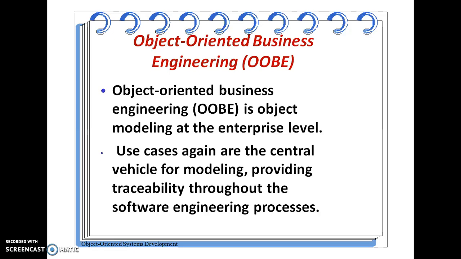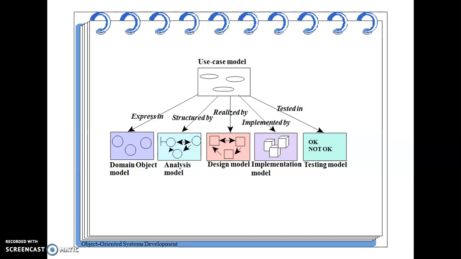The second methodology is what? Object oriented business engineering, because Jacobson mainly consists of OOBE and OOSE. Now we have to see object oriented business engineering. It is nothing but object modeling at the enterprise level. Use cases again are the central vehicle for modeling, providing traceability throughout the software engineering process. This is how the Jacobson methodologies get used.